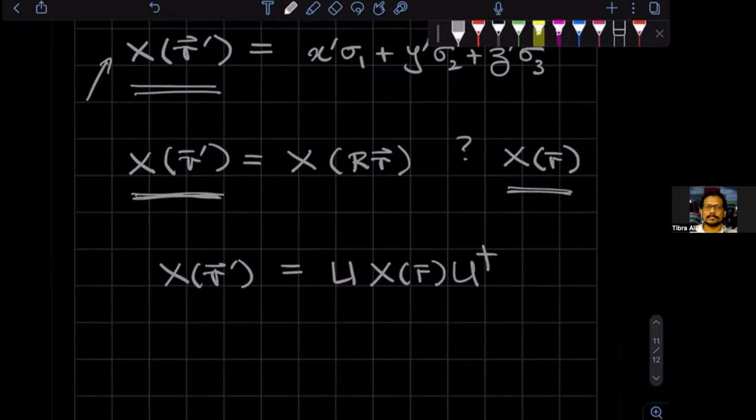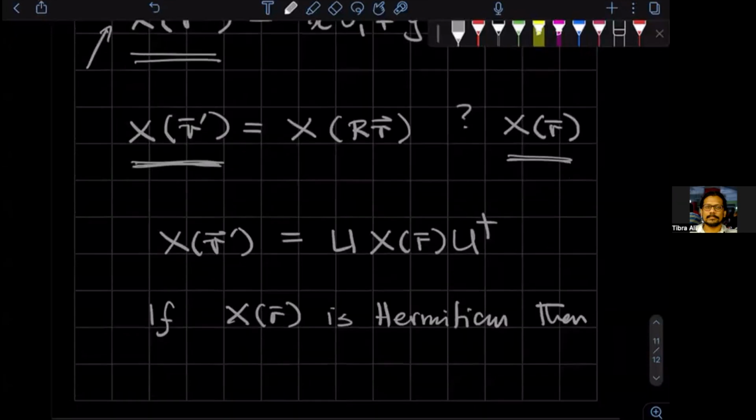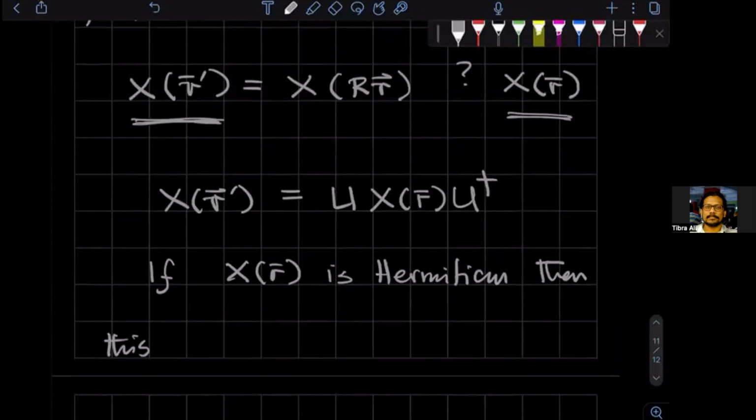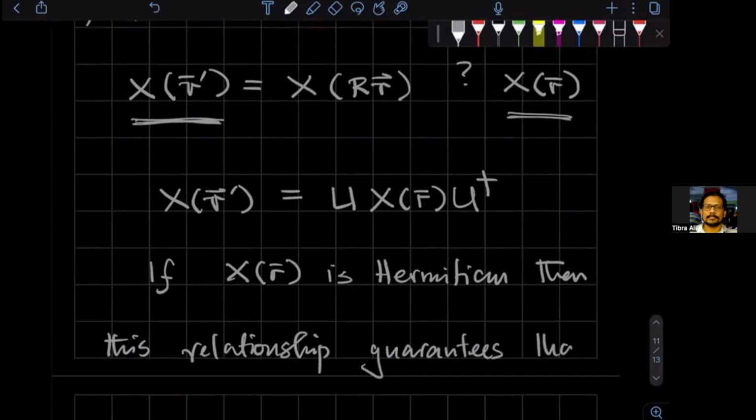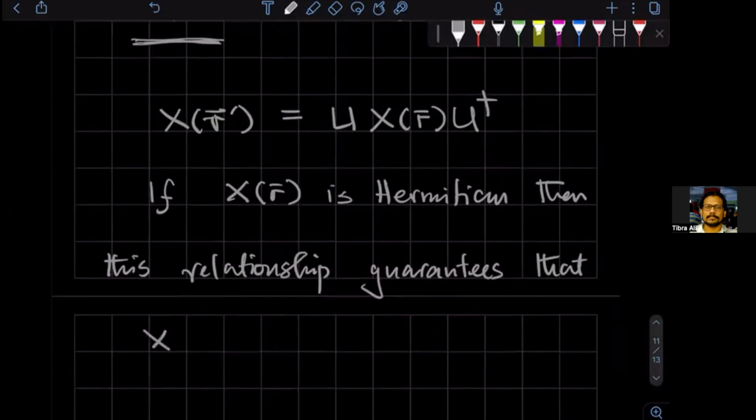Okay? Because if X of R is Hermitian, then this relationship guarantees that X of R prime is also Hermitian.